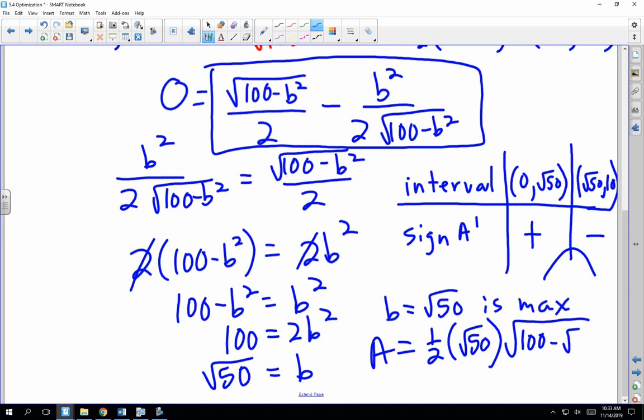Minus square root of 50 squared. Anyways, this value right here ends up being root 50 as well. Go figure. It's a 45, 45, 90, half of a square. That's what maximizes it, so it's not surprising. So area equals root 50 times root 50, which is 50. Half of 50 is 25 square units. And we'll stop there.